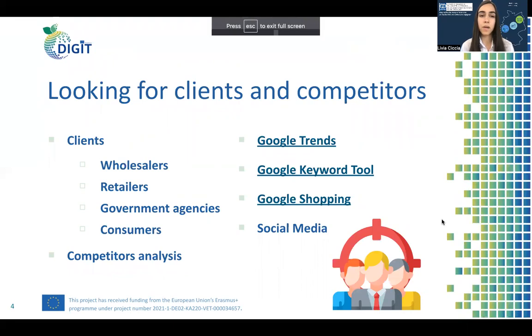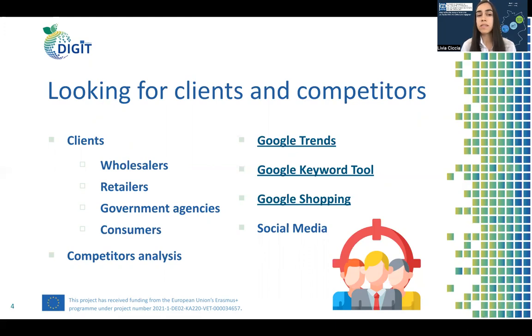The second thing to look for when exporting is clients and competitors. First, you should understand who your clients are. When exporting, you can sell to wholesalers, retailers, government agencies, or directly to consumers. And you should analyze your product and find which clients would be best suited for your product, so that you can sell even more.